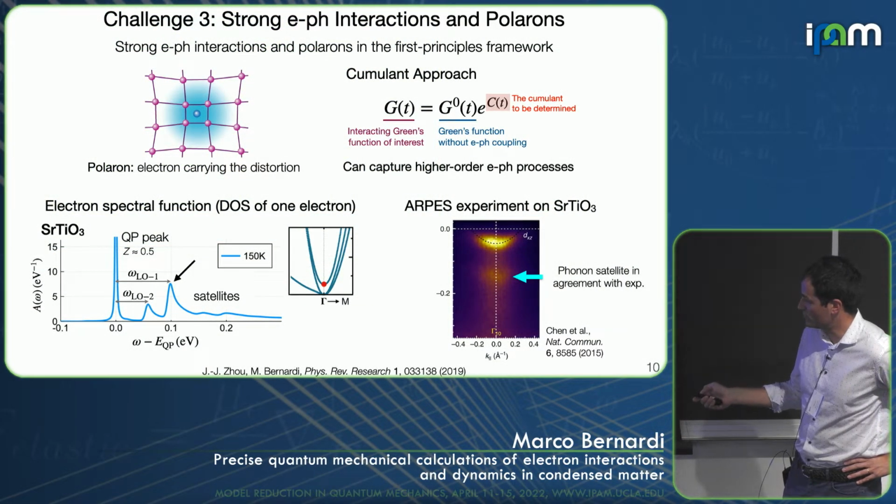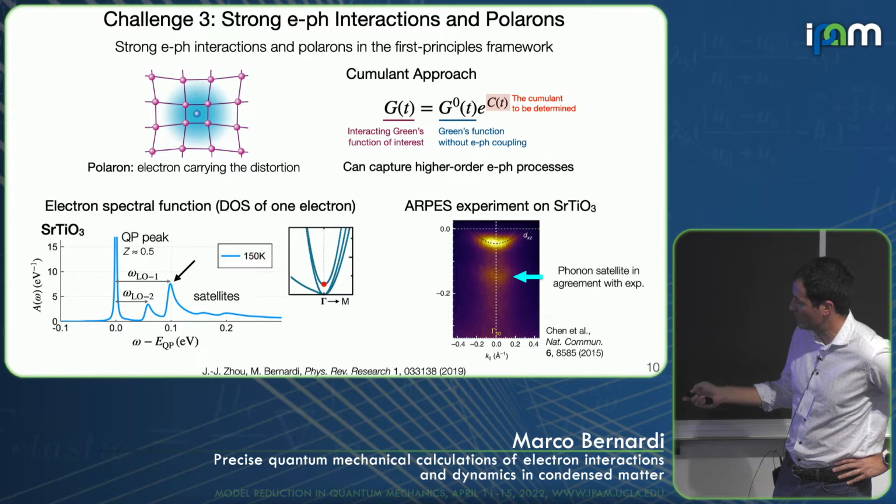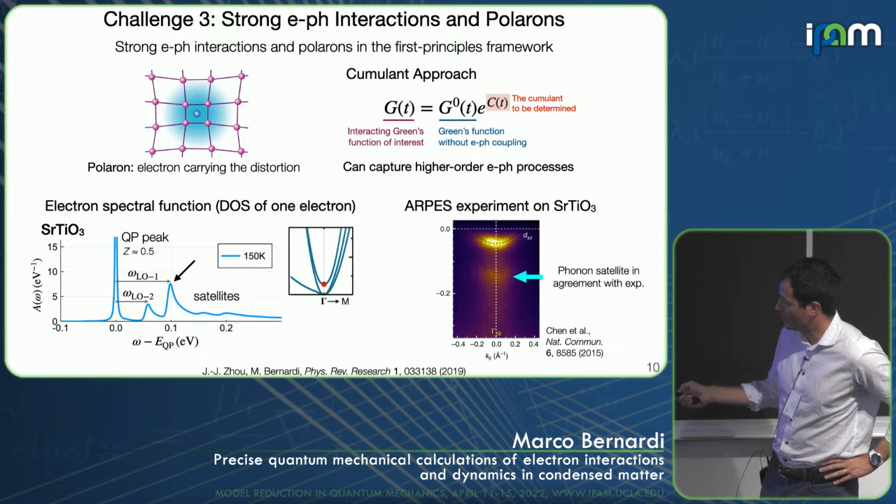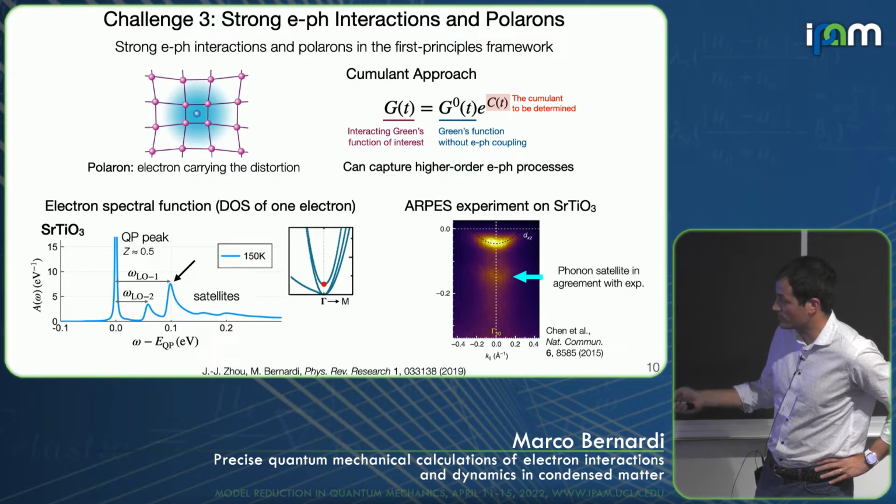These satellites can be measured in photoemission experiments, and in strontium titanate, if you see this is the bottom of the conduction band, experiments find a pronounced satellite about 100 millielectron volt below the conduction band, which is in very good agreement with our most intense satellite here due to the strong coupling with the LO1 phonon.